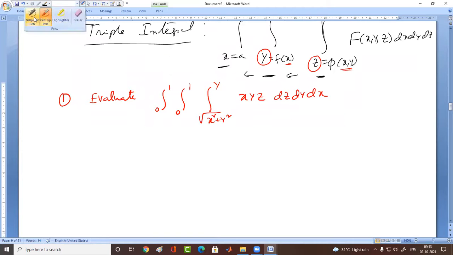Listen carefully. First identify the variables. Then integrate.